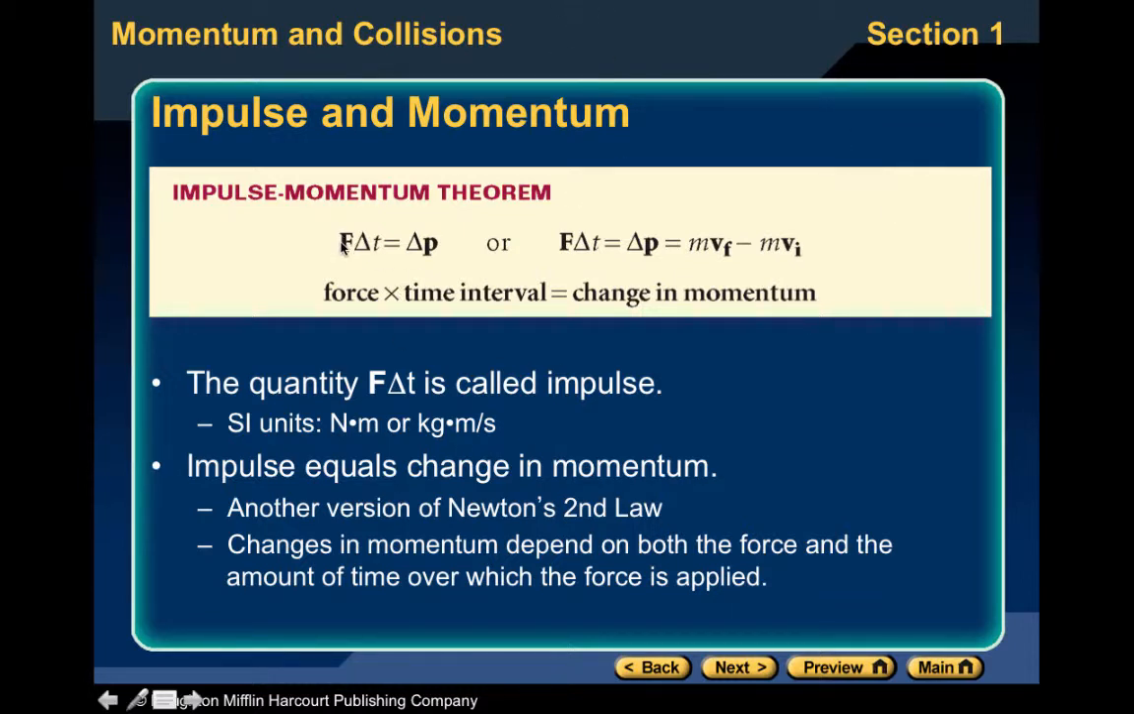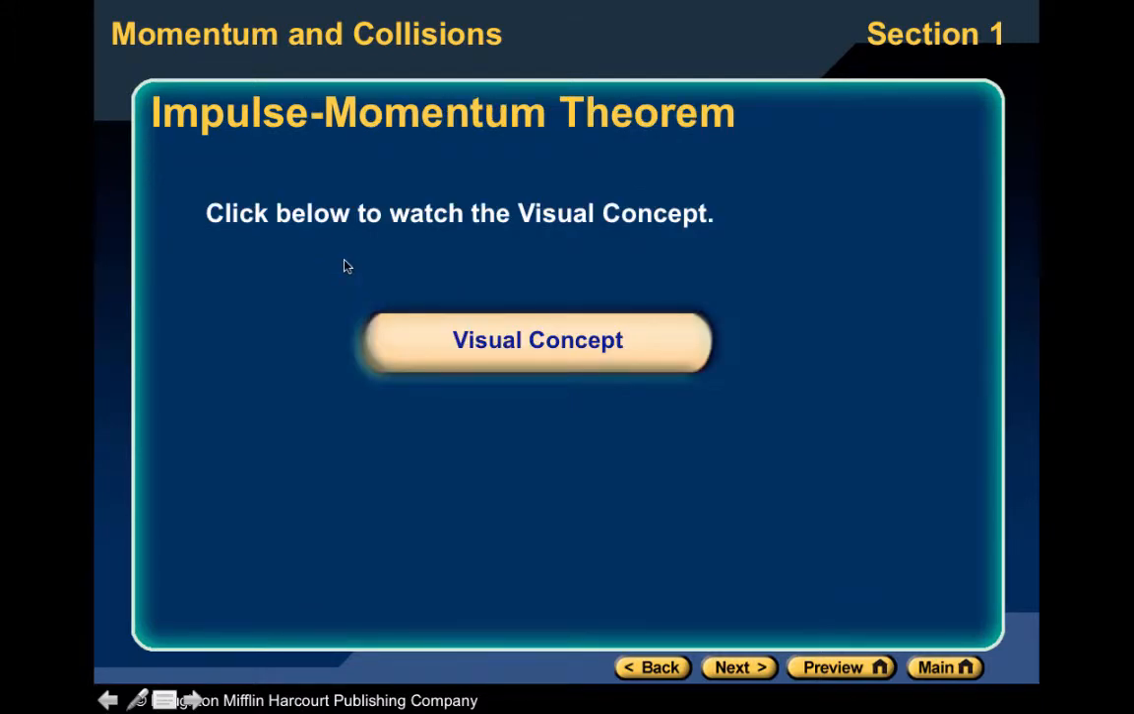If our impulse is the same and we use a larger amount of time, we can have lower force, which is the whole basis of airbags. They increase the amount of time over which your force is being applied. Instead of hitting the steering wheel, you're hitting the airbag, so it decreases the force.